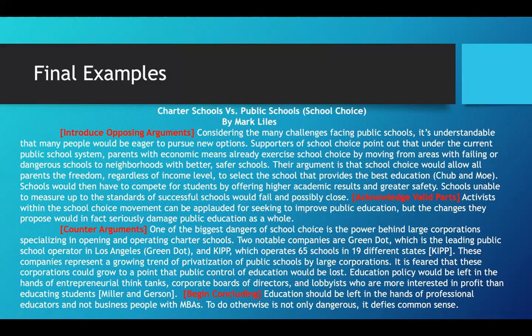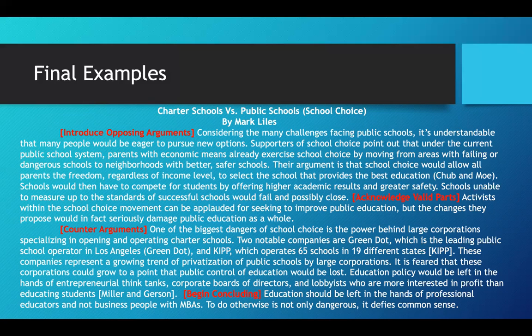Schools would then have to compete for students by offering higher academic results and greater safety. Schools unable to measure up to the standards of successful schools would fail and possibly close. So, acknowledging the valid parts, activists within the school choice movement can be applauded for seeking to improve public education, but the changes they propose would in fact seriously damage public education as a whole. So now here's the refutation.